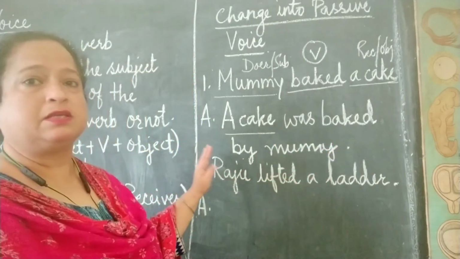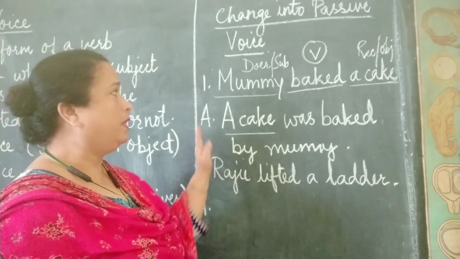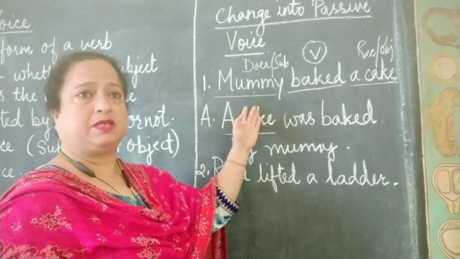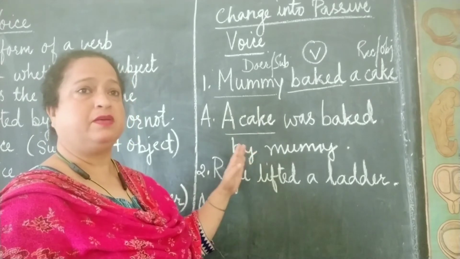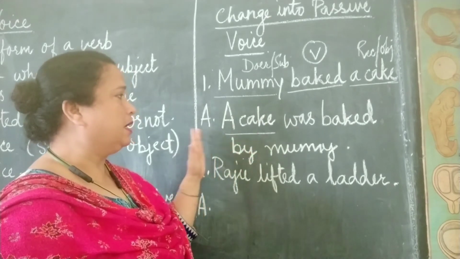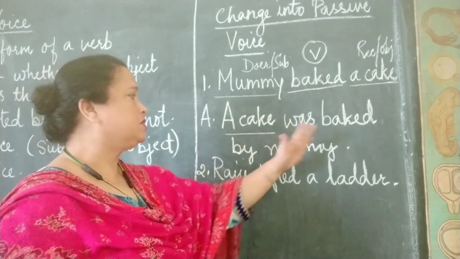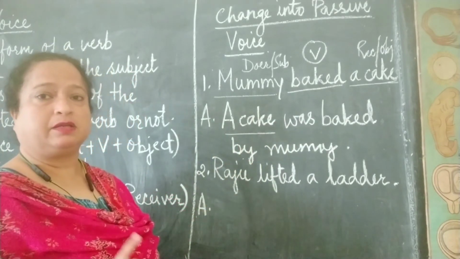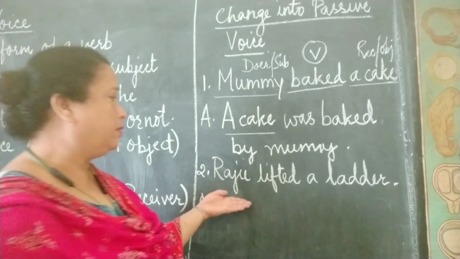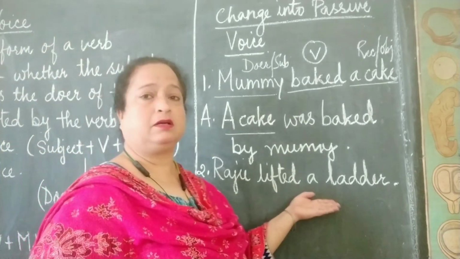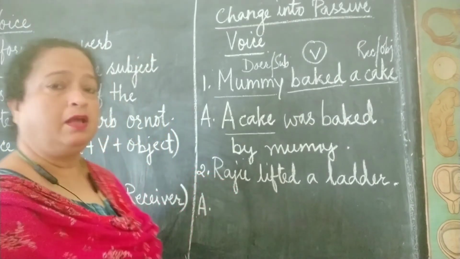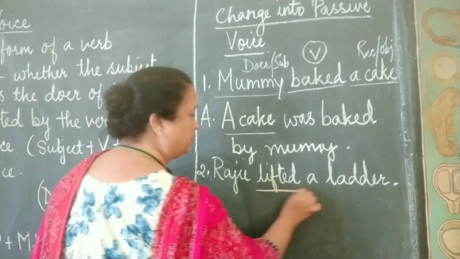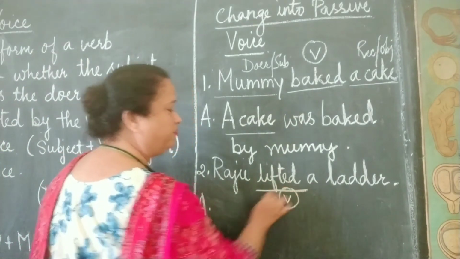So this sentence is an example of how I have changed an active sentence into a passive sentence. So let us read the answer here. A cake was baked by mummy. Now children, let us have a look at the next example. Raju lifted a ladder. So once again, let us find out the verb. So the verb is lifted.